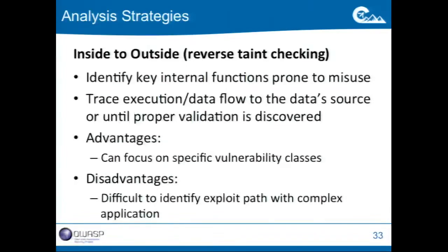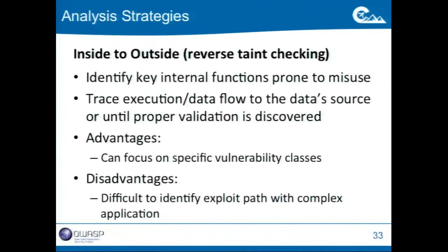Another strategy is inside to outside, which I would describe as reverse taint checking. With taint checking, you're tracking data as it comes in from the user and seeing if it's ever properly validated. With reverse taint checking, which is not really a real term, you're looking for key functions. For example, calls to a database, looking for SQL injection. It could be opening up new files, like in the last example, where we could have looked for all the constructors to File and then traced backwards.